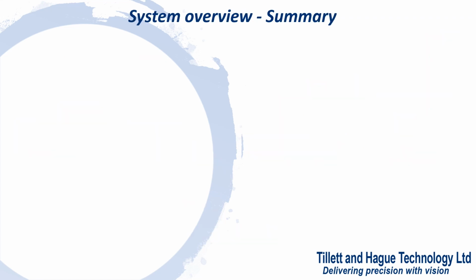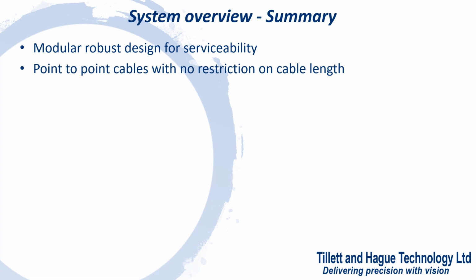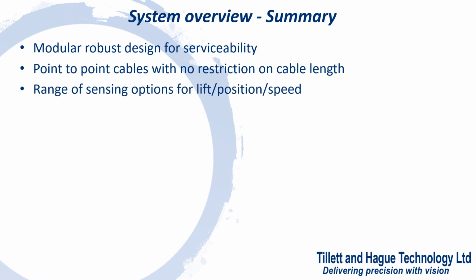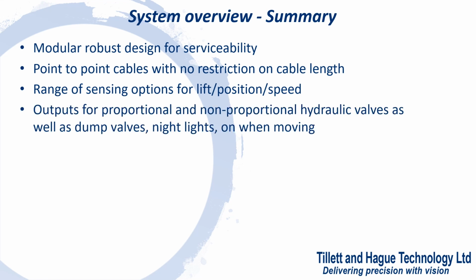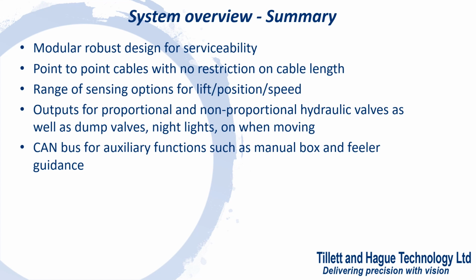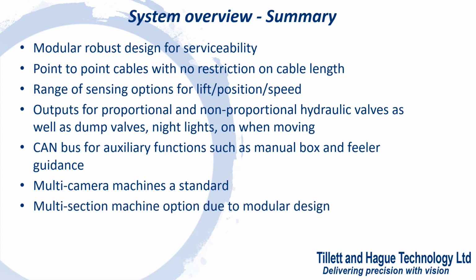Okay, so that has been a quick run through of our Intro guidance system hardware. We pride ourselves on the flexibility of our system. It is modular and designed with robustness and serviceability in mind. Point-to-point cables provide neat serviceable installations. We offer a wide range of sensing options, and can control a wide range of outputs. Our CAN bus for auxiliary functions adds to our capabilities. An ability to add cameras in an affordable way and operate multi-section machines further enhances performance potential. Our tried and tested touchscreen interface is simple to use and now widely accepted by operators around the world.